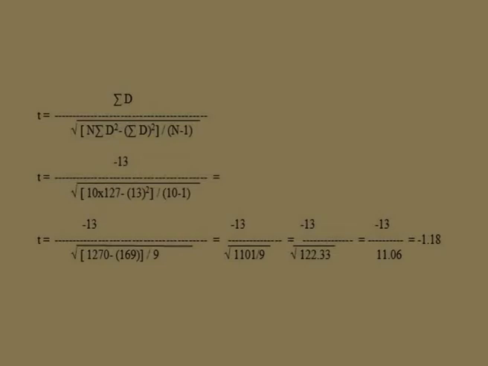Therefore, t will be equal to minus 13 divided by the square root of 10 into 127 minus 13 squared, divided by 10 minus 1. And finally, we obtain the t value as minus 1.18.